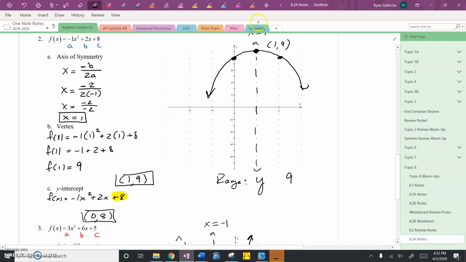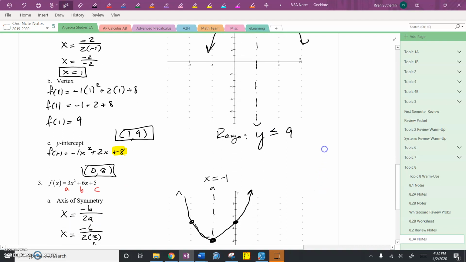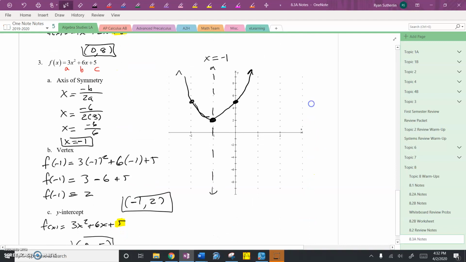I have the range, I have a y value of 9. That's the largest possible y value. So all my other y values are smaller. For 3, we have our vertex was at negative 1, 2. So the y-coordinate of the vertex is here at 2. And so when I do the range for this one, it's opening up, all my other y values are bigger than 2.